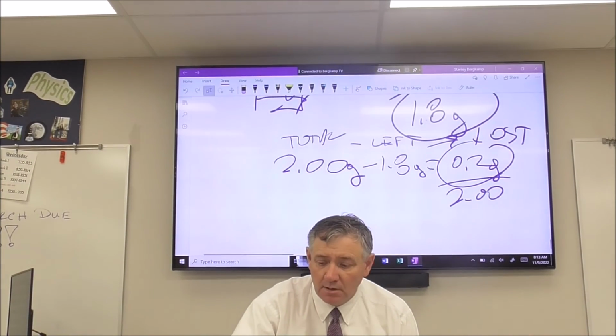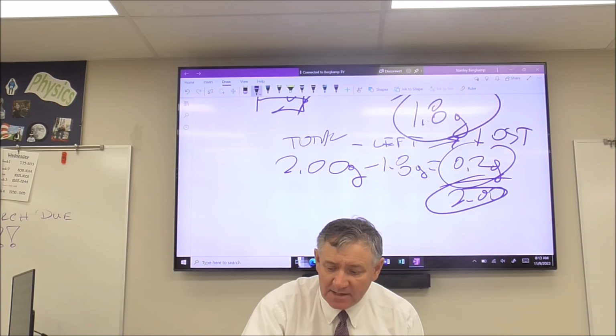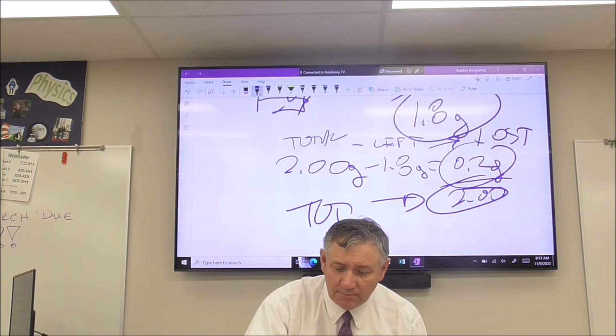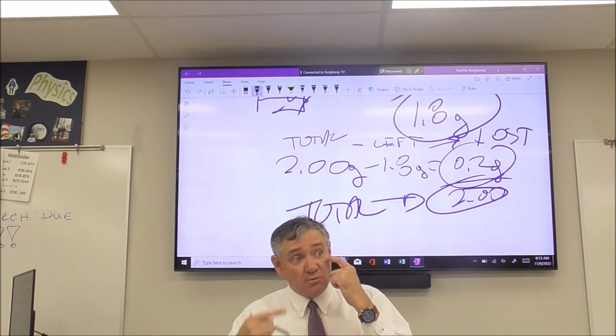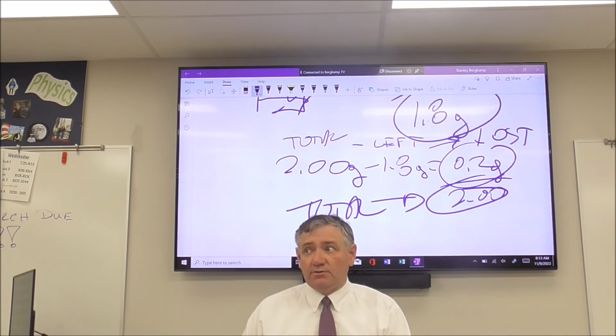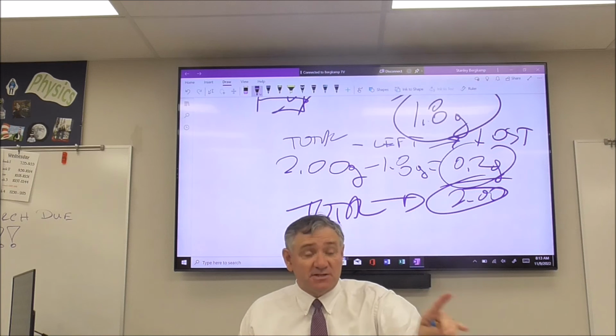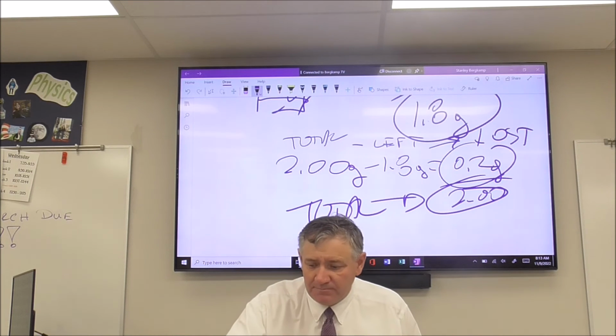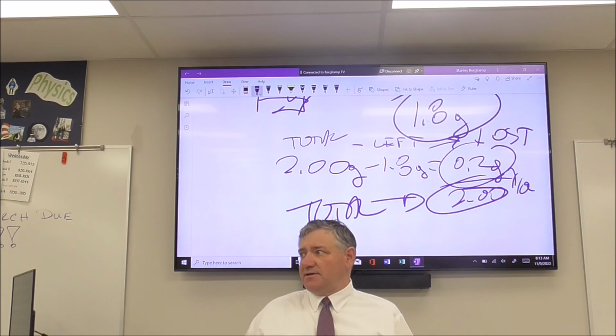Then you need to take that and divide that by the total. And then to get a percentage, what's your last step? After you take 0.2 and divide it by 2, what do you do? To get it as a percentage, multiply by 100. Okay? So you got that idea.